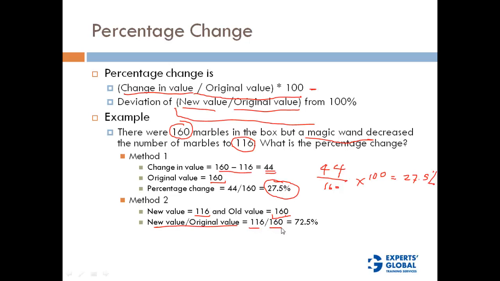So it is 116 by 160 is 72.5. Deviation of this number from 100%. So how far is 100% from 72.5? So it is 100 minus 72.5, 27.5% away. Correct? That means again we get the same number. This particular decrease is 27.5%. There are two methods to calculate the percentage decrease. Both methods are the same. It is just the operation that we are doing is different, but they will ultimately give you the same results.